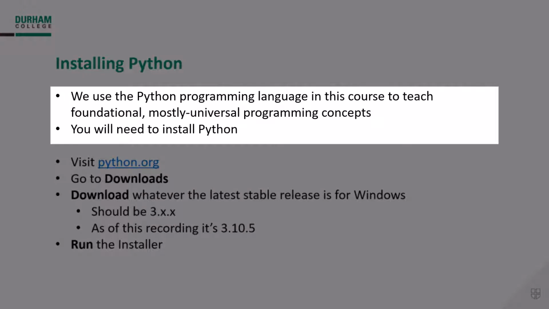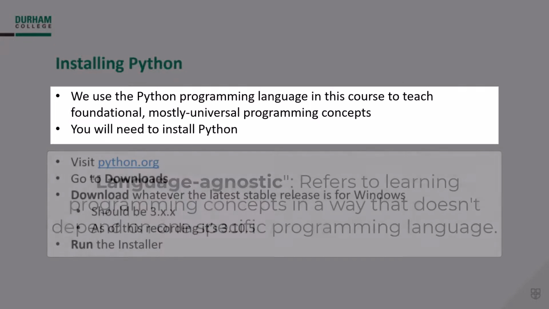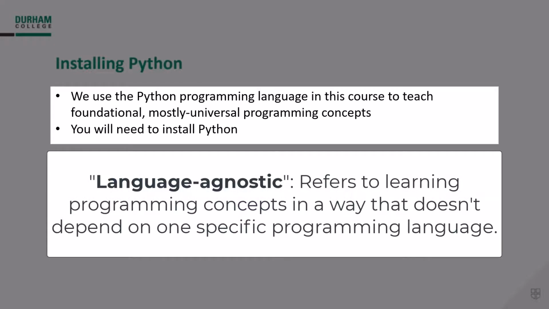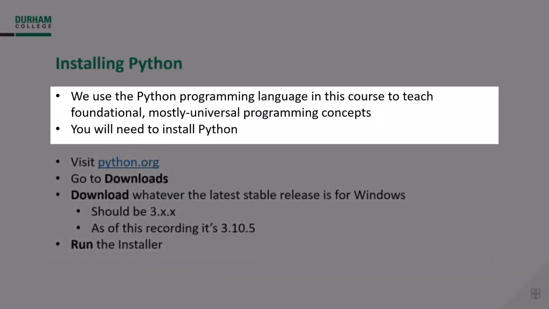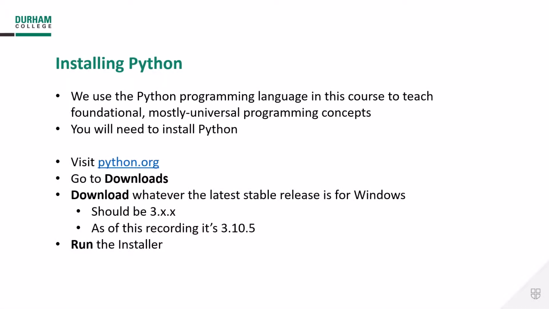We do use the Python programming language in this course, and we're using it in a way that's sort of neutral. In fact, what people tend to say about it is they call it language agnostic. What that means is we want to teach foundational and mostly universal programming concepts without always thinking about the exact programming language. So a lot of the things that you will see in this course do carry over to other programming languages, especially some that aren't used the exact same way. But there are things such as decisions and loops that are fairly similar between different programming languages, and we're just using Python to get used to that.